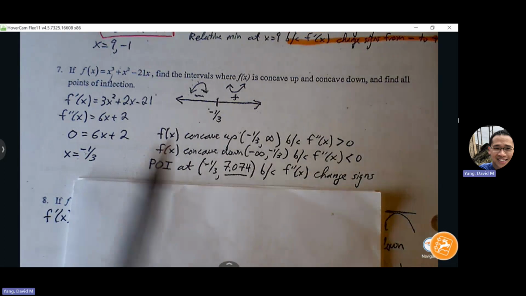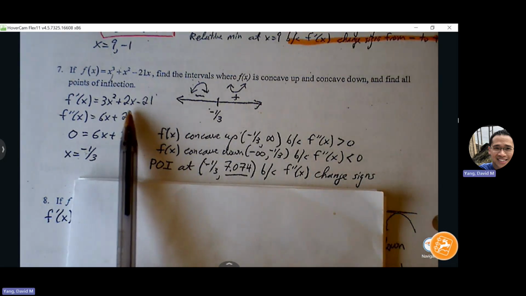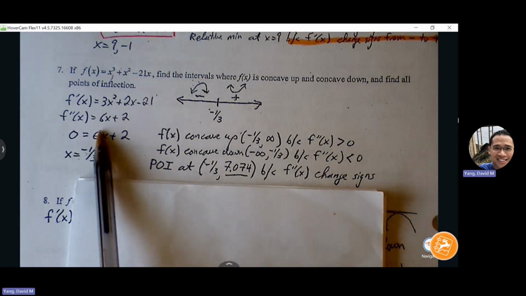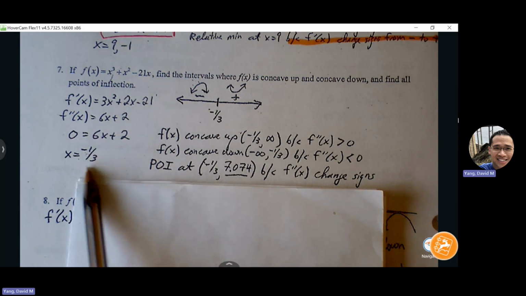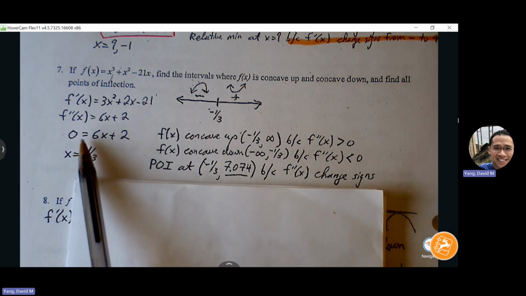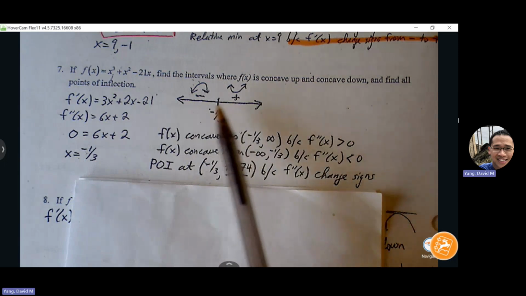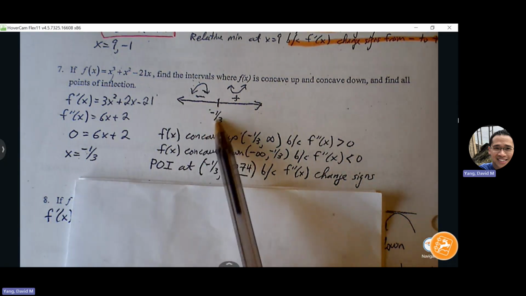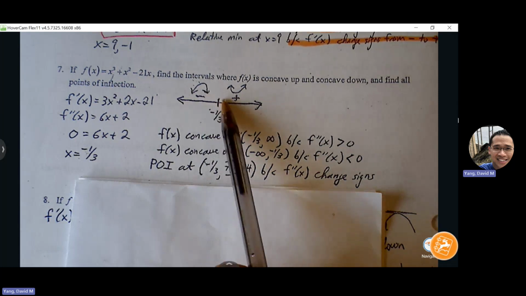Okay, so we have f prime, power rule, f double prime, power rule again, set f double prime equal to 0. There's only one critical point. Now, just because we see a critical point, it doesn't mean that we can call it point of inflection. We got to put this onto a sign line and verify that there is a change in what? Signs. So if there's no change in signs, then this critical point will just remain a critical point. It's not a point of inflection until there's a change in sign.